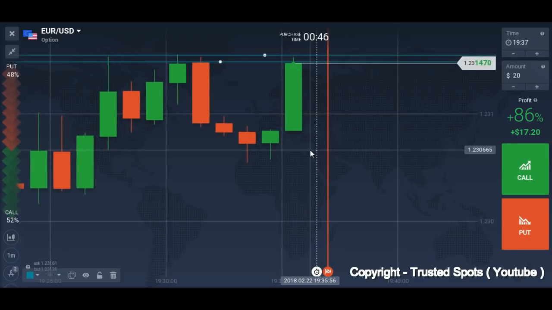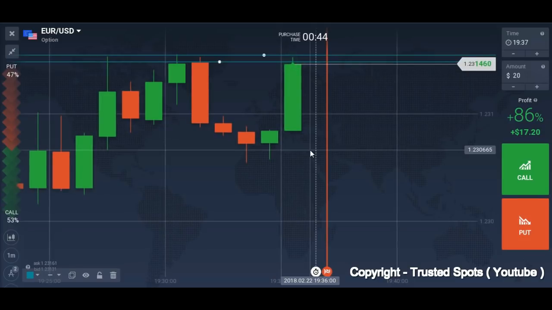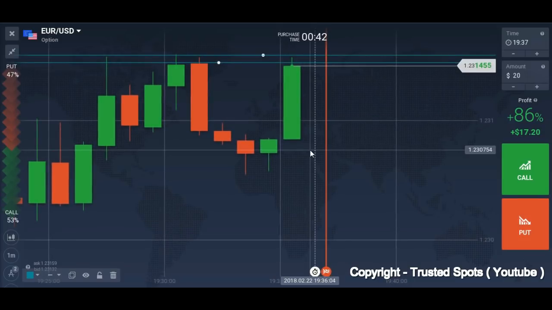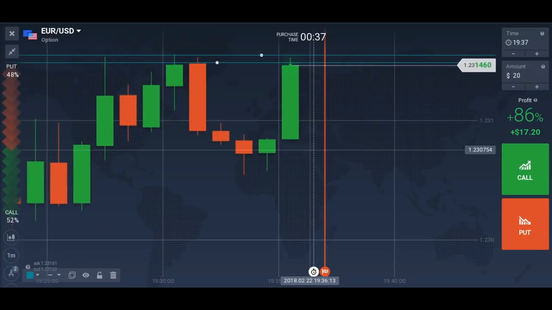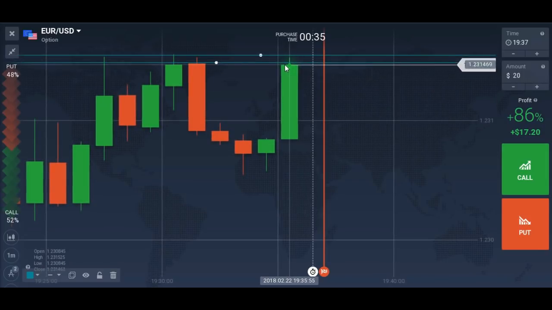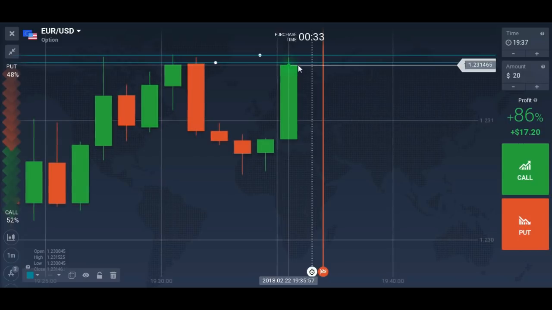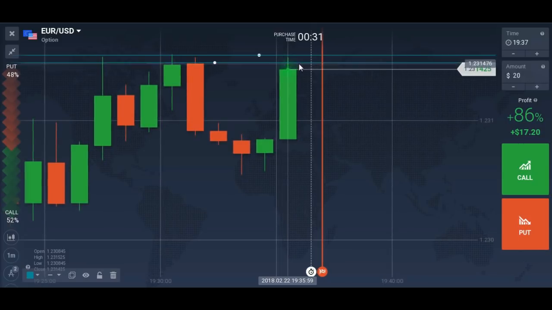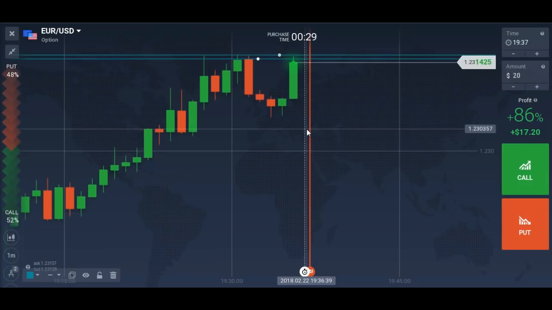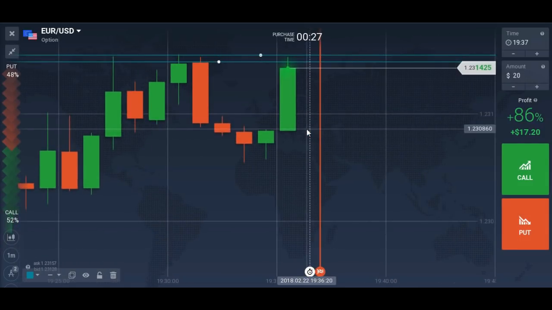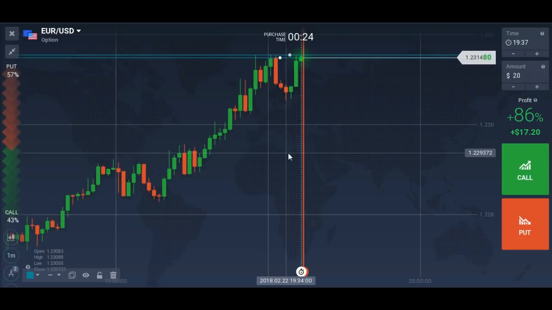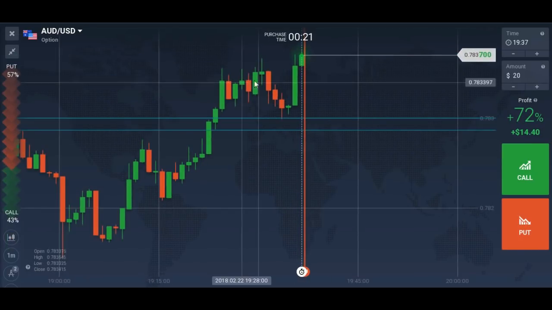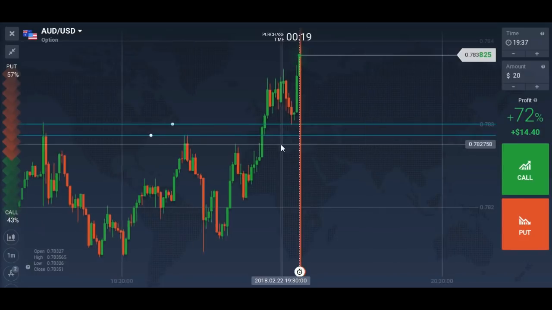Okay, if this is not a breakout, we can wait for the next candle. If this is a breakout, it will be a good thing. As this is not a breakout, we need to wait for the next candle. The last candle is very strong, you can see. And here the same case, the last candle is strong too.